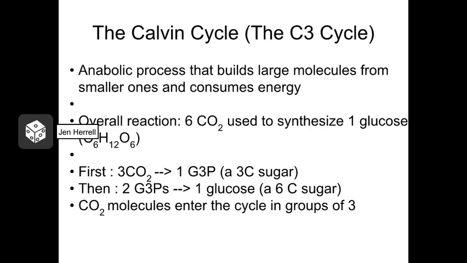The Calvin cycle, or the Calvin-Benson cycle, sometimes also called the C3 cycle, is anabolic in nature. So it is endergonic. It's a building type of reaction that requires an input of energy. In order to make our one little sugar, our one little G3P, we're going to require 3 CO2s. So the CO2s are actually going to enter this cycle in groups of 3.